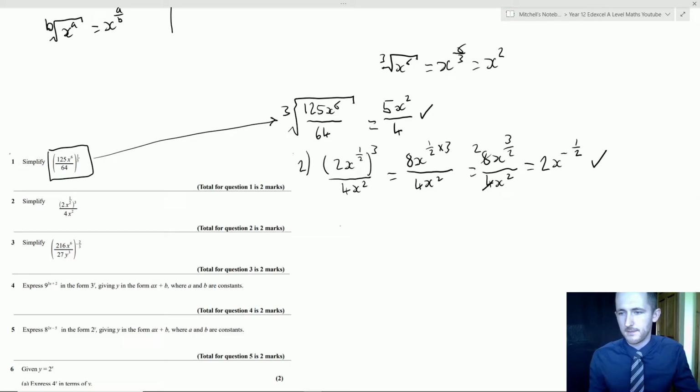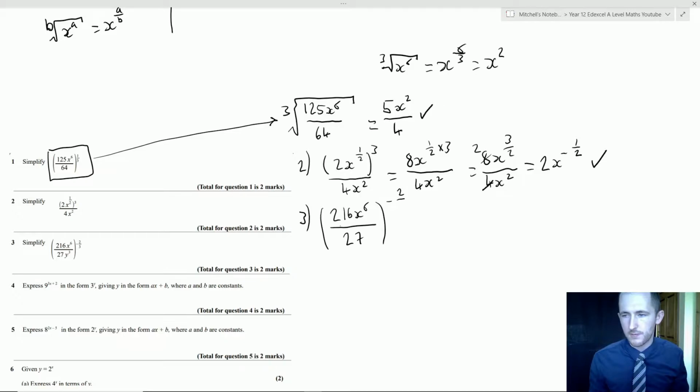Question 3. Simplify, and then we have this. This is where it's going to get a bit more tricky. It's going to get a bit more exciting. So we have 216x to the 6 over 27 to the minus 2/3.